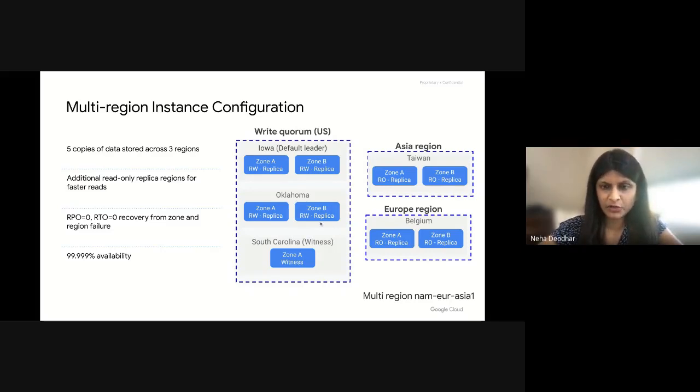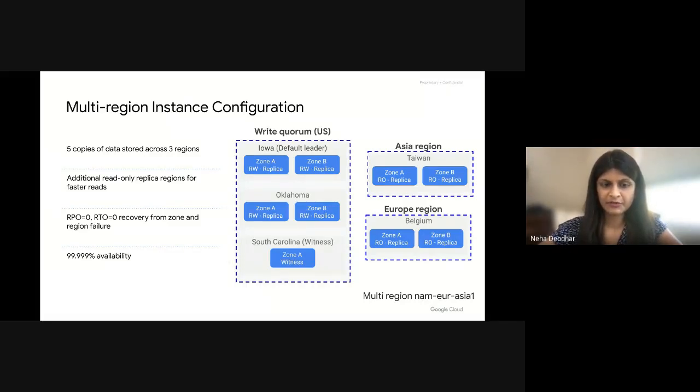Now, if you have a global application that's spread across the world, so let's say you have some users in Asia, some users in Europe, in order to serve faster reads for those users, you can use what is known as read-only replicas in those regions. So in this configuration, for example, we have additional read-only replicas, 2 in Taiwan and 2 in Belgium. And those can serve low latency reads to the users in Europe and Asia.